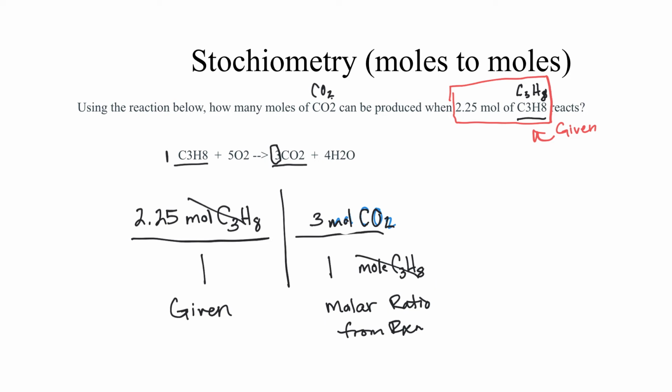So, because it's asking us how many moles of CO2, right? That's what it's asking. And that's what we have here. And so now all we have to do is multiply 2.25 times 3, which is 6.75 moles of CO2. And you're done.